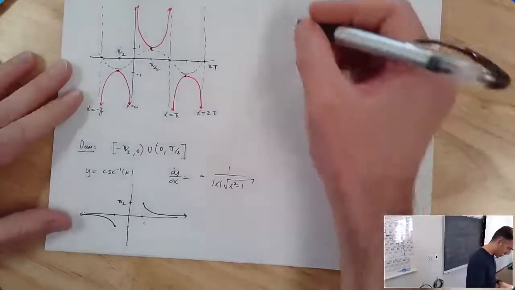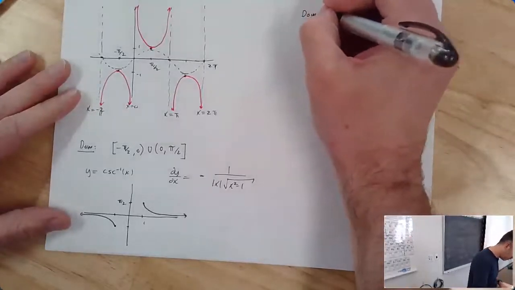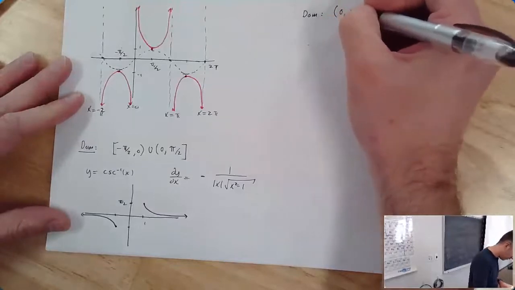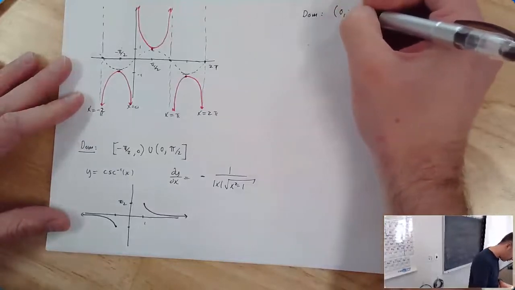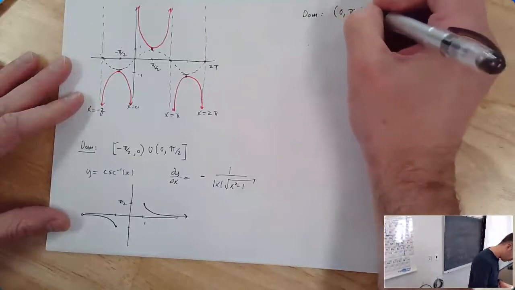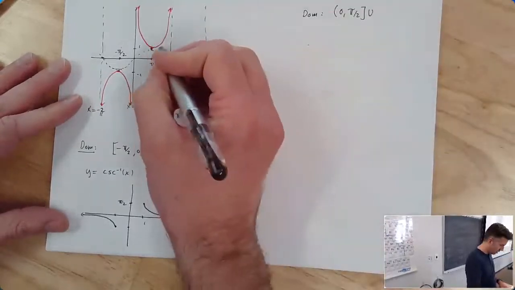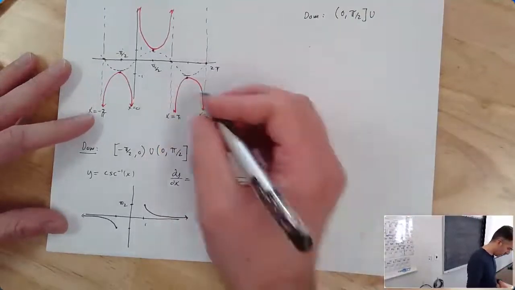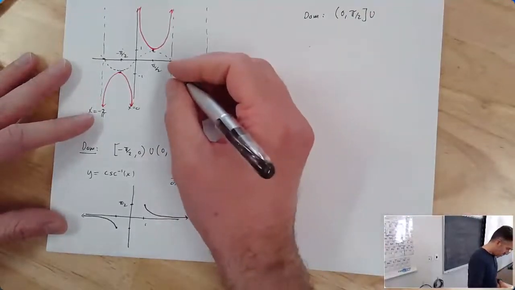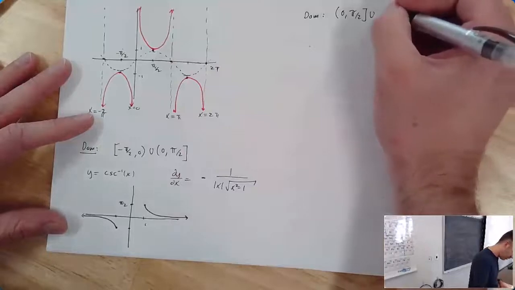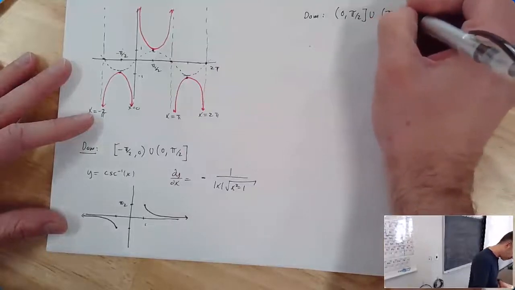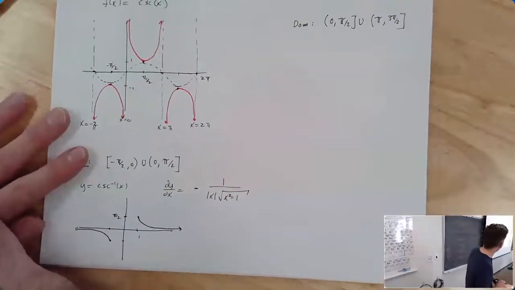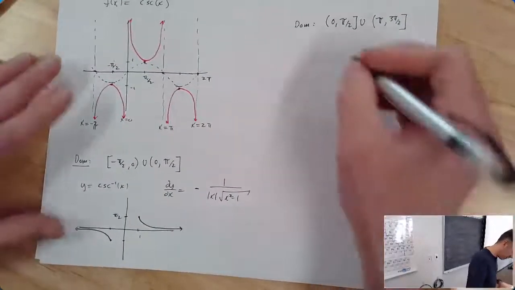I'm gonna say the other option would be to say the domain is going to be, I still want 0 to pi over 2, union, I don't want that section. I guess I want this section here from pi to 3 pi over 2. Exciting times. So then here's what the graph would look like.